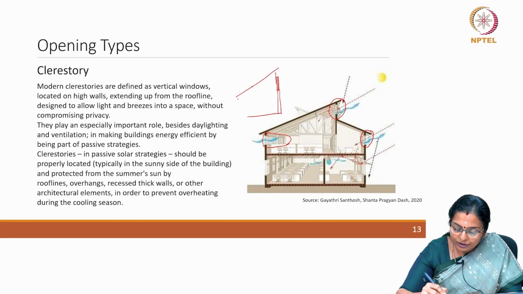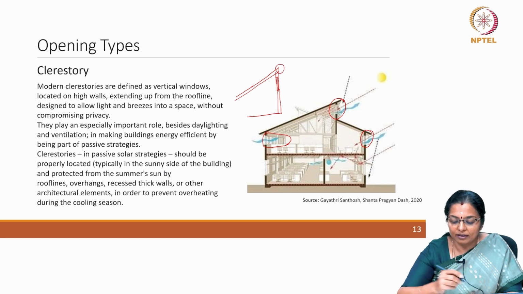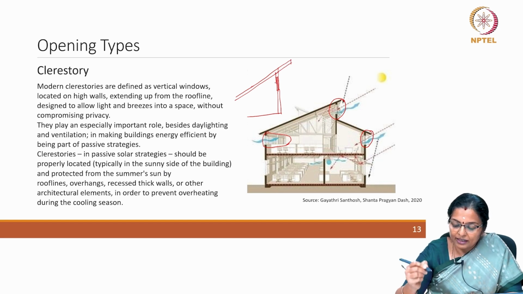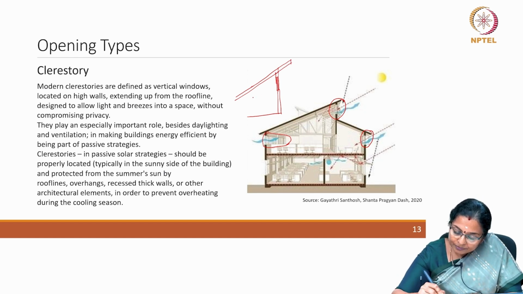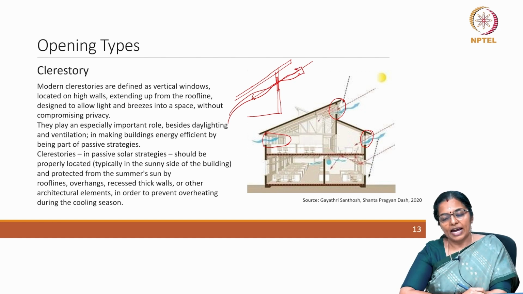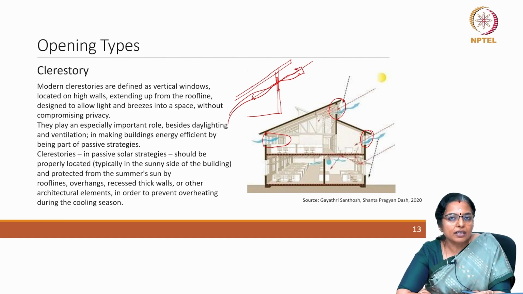You must take care to ensure that there is appropriate overhang here. So, the roof line must extend to protect the clerestory, and this opening allows adequate sunlight as well as facilitates breeze movement due to stack effect.